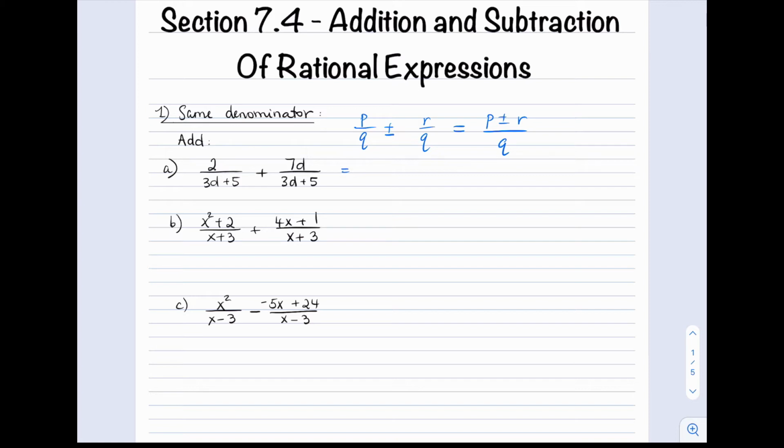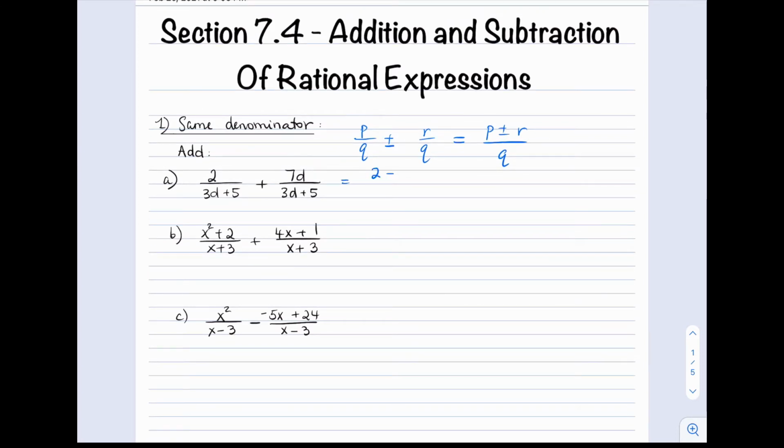First, I want to make sure that the denominators are the same. So in this first one, part A, the denominators are both 3d plus 5. So all you have to do is add the numerators and then just write the denominator here. And it doesn't look like we can simplify anything further, so this right here is the answer.